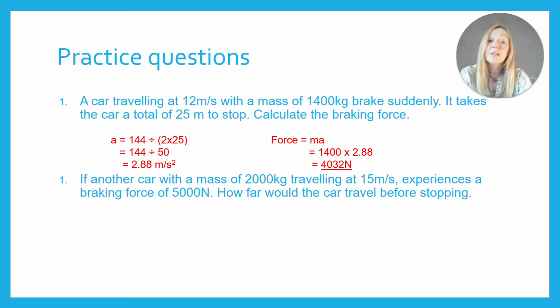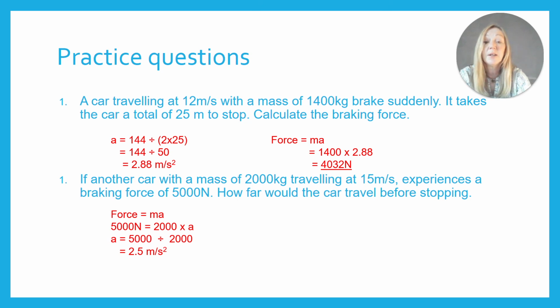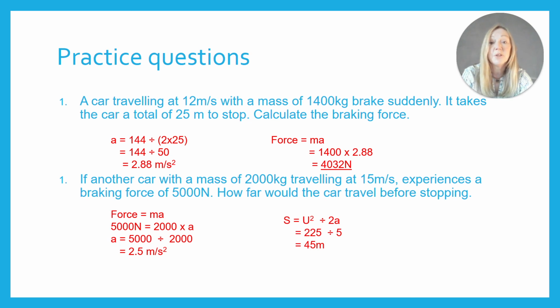The second one was a little bit different, and this was in reverse. So the first thing you needed to do was to use the force equation in order to calculate acceleration. You then went on to use the v squared equation in order to work out the stopping distance, and again there you just needed to rearrange in the same way that we did for acceleration, to rearrange that equation to give you the distance, and you should have come up with an answer of 45 metres.